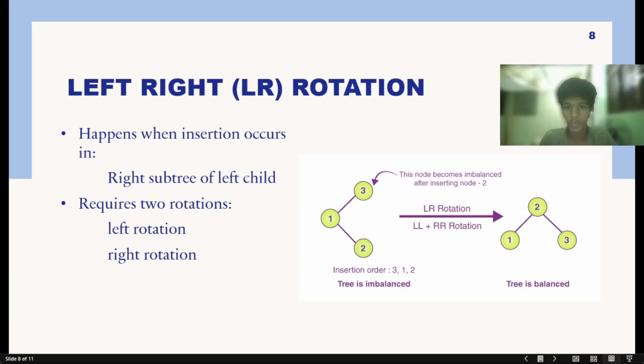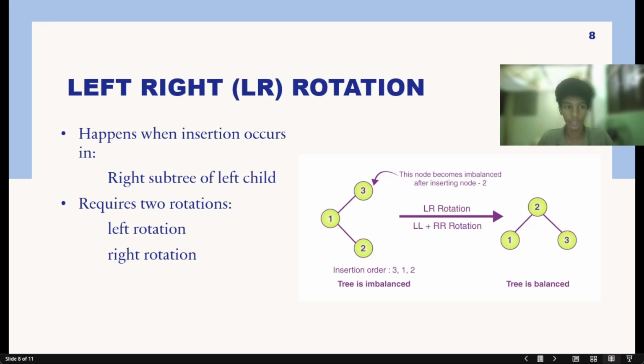So now I'll explain what left-right rotation is, also known as LR rotation. This happens when insertion occurs in the right subtree of the left child. For example, insert 30, 10, and 20. This creates a zigzag or a dogleg pattern. A single rotation cannot fix this imbalance.